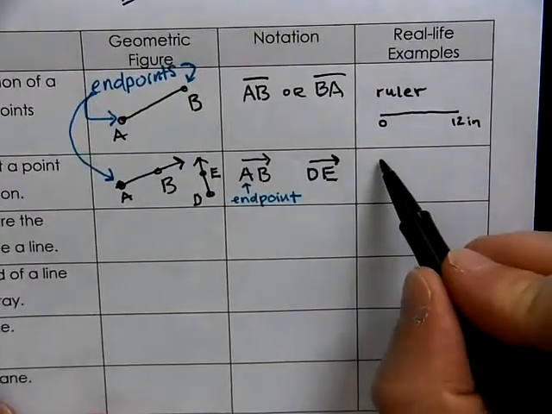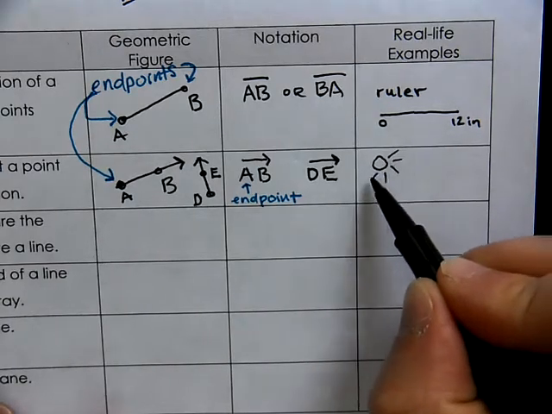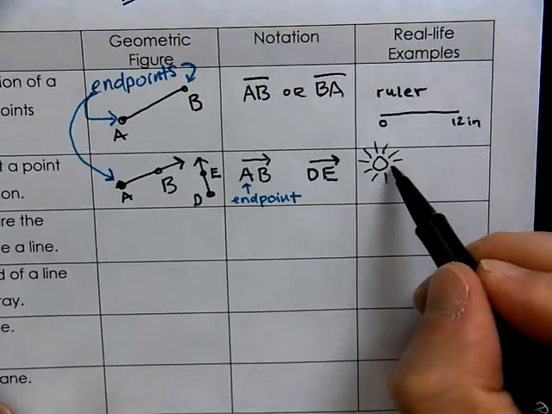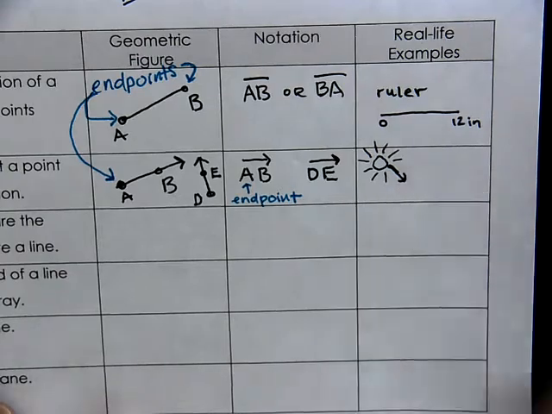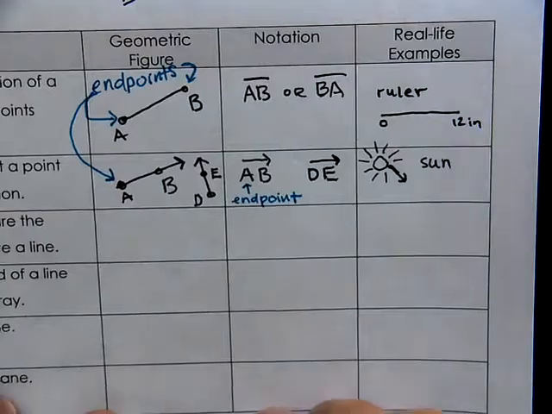I like to think of the sunshine, so there's your sun, and all the rays of the sun extend forever. They start at one location and they extend forever until they hit an object and create some shade. But think of the rays of the sun.